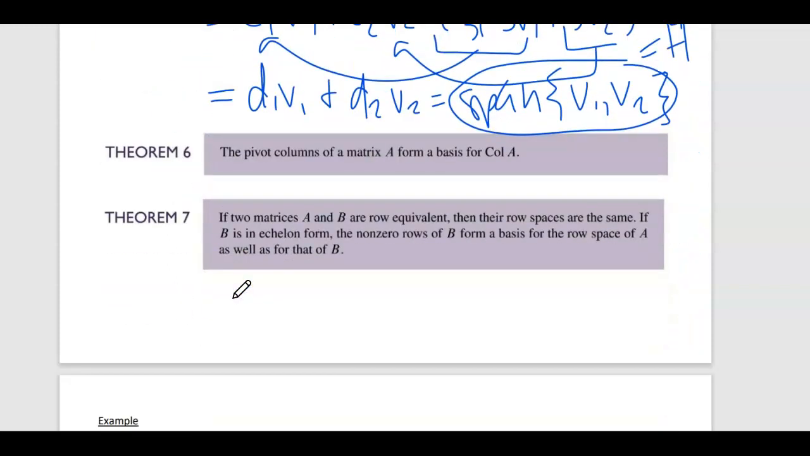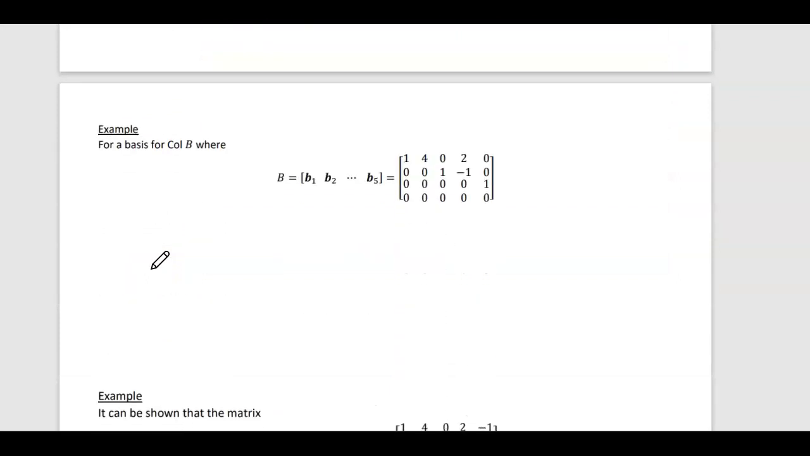All right, here are two theorems. The pivot columns of matrix A are going to form a basis of the column space of A. And if two matrices A and B are row equivalent, then their row spaces have to be the exact same. So if they are row equivalent, their row spaces are the same, and the pivot columns of a matrix A form the basis of the column space of A. Let's go ahead and look at some examples for this.